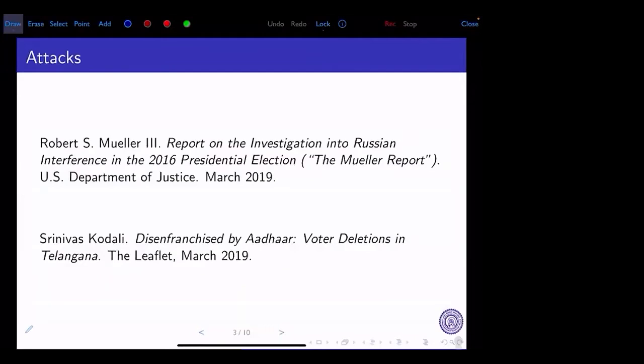And electoral roll attacks are not a myth, right? So there are these two reports that I read that came out roughly about the same time in March 2019, that talked about manipulation of electoral rolls in two countries very, very far apart on the other side of the earth. I would recommend that you read both to understand the kind of attacks that go on. And they're not dissimilar. One is a highly advanced country and one is Telangana. And yet the nature of the attacks are very similar.